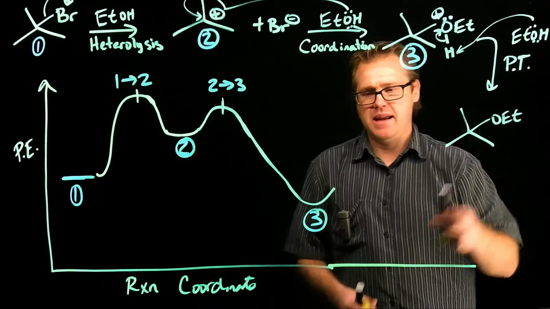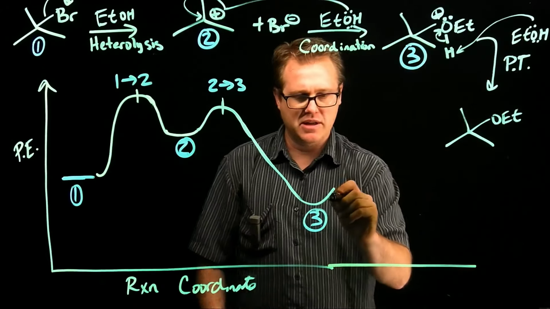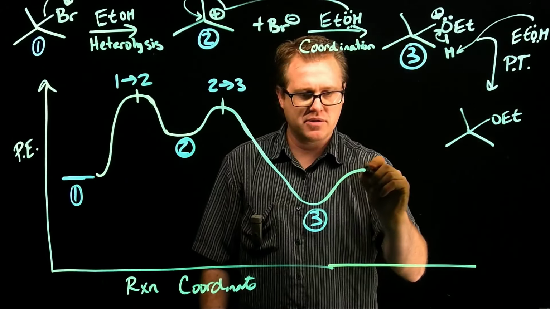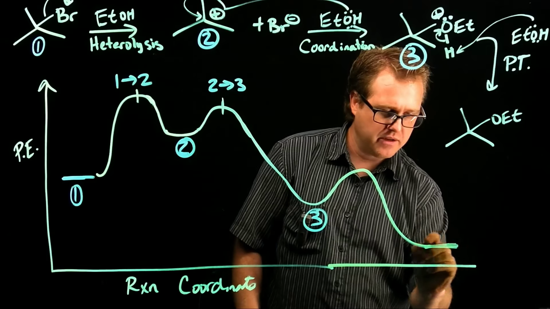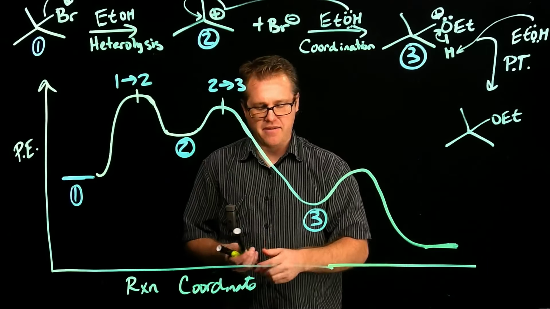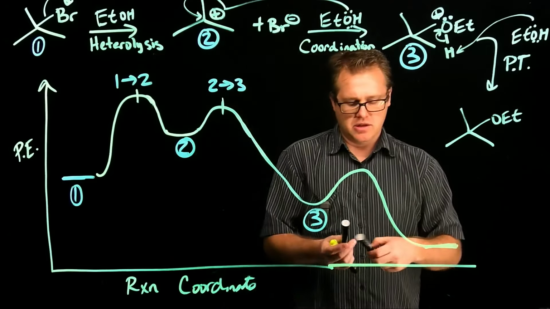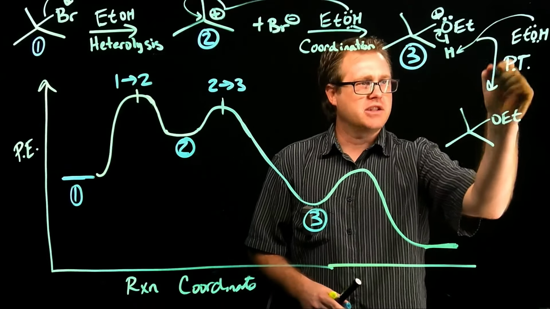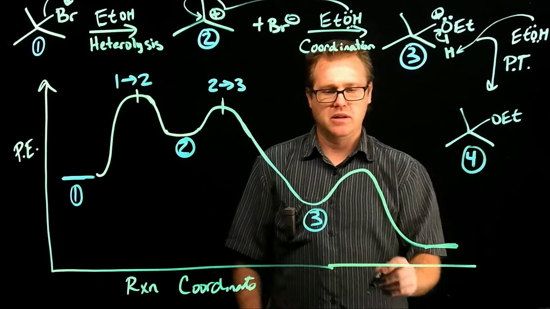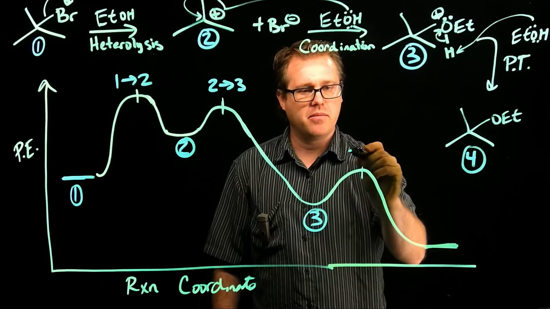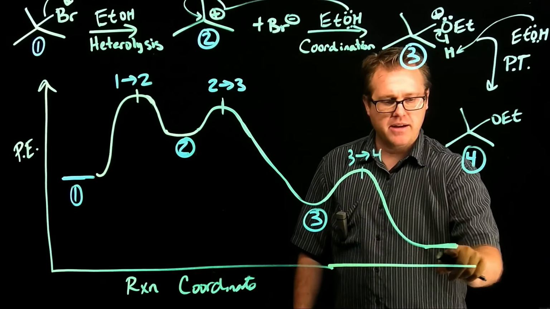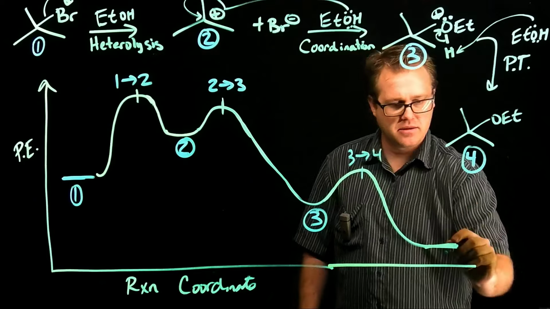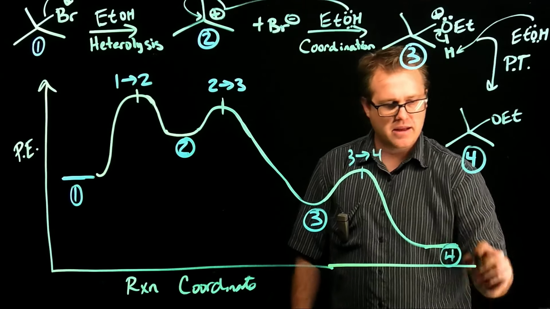And then what happens next? We have a proton transfer step. And proton transfer steps are very low in energy. That doesn't take very much. So that is another step. So that's the transition state from 3 to 4. And then right here is going to be our product. And that's our product.